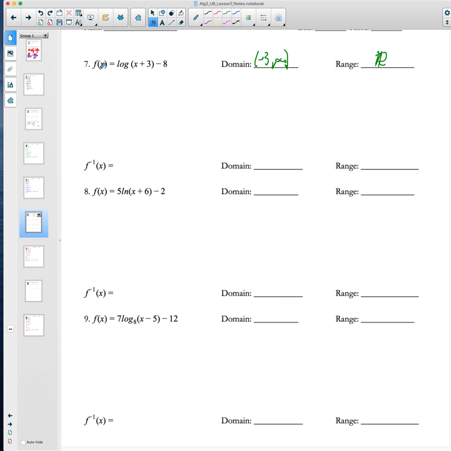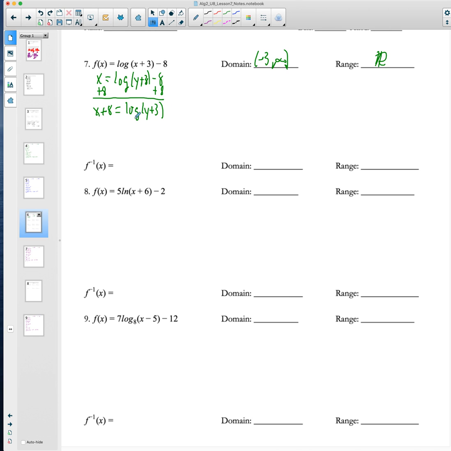Okay, so once again, just to save a little room, I'm going to go ahead and flip my x and my y. So I'm going to have x equals log of y plus 3, minus 8. Now, once again, I'm going to start by solving for my log. I'm going to add 8 to both sides, plus 8. So I'm left with x plus 8 on the left equals log of y plus 3.